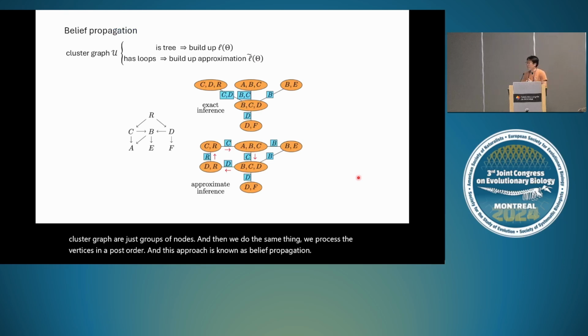So when the cluster graph is a tree, like here, by doing this traversal, we can accumulate the exact likelihood. When the cluster graph contains loops, then what we get is an approximation. But allowing for loops allows us to have smaller clusters, and smaller clusters are less computationally costly to process. So that's the trade-off between approximation and scalability.